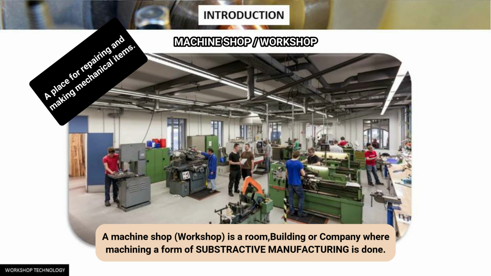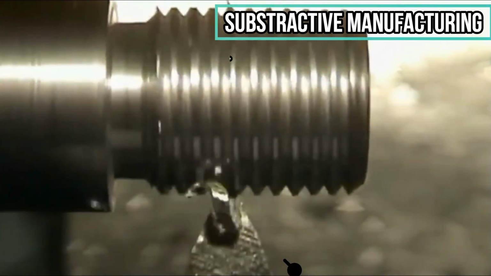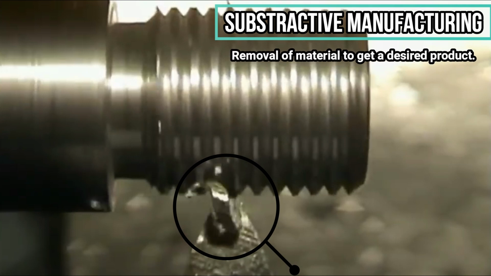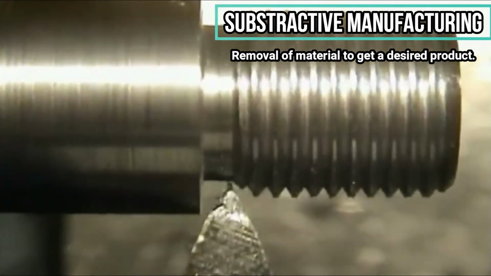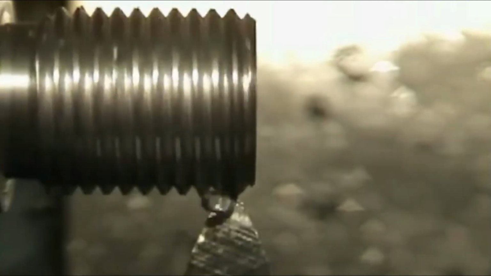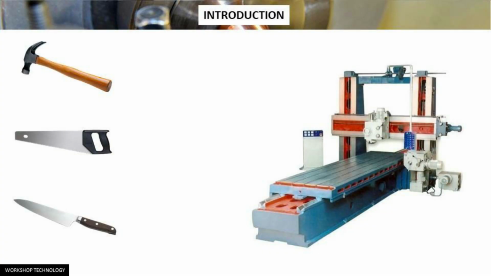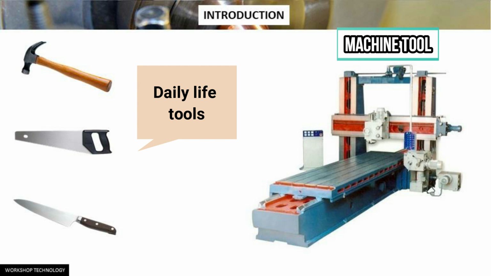Now, what is this subtractive manufacturing? Subtractive manufacturing is nothing but removal of metal, removal of material to produce a desired product. Every machinery in a machine shop or a workshop is termed as a machine tool. Just like we have the tools in our daily life, like a hammer, a saw, a knife, the machinery in our workshops are called machine tools.